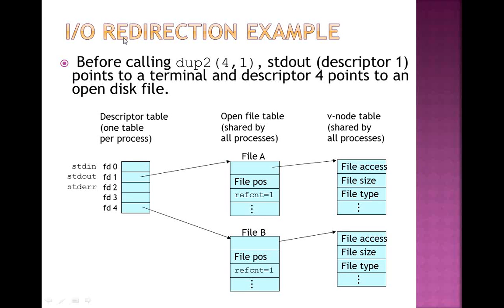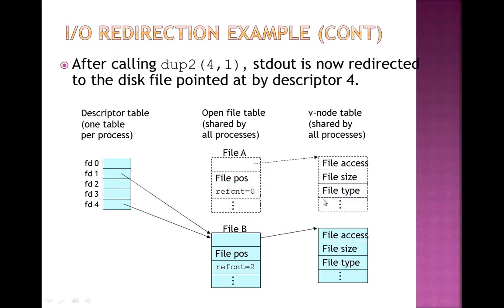This is the same example. Before calling the function, FD1 points to a terminal and so on, and FD4 points to a disk file. After calling the function, now FD1 as well as FD4 correspond to only the same file, that is file B.